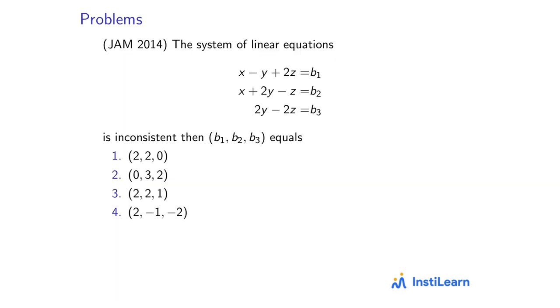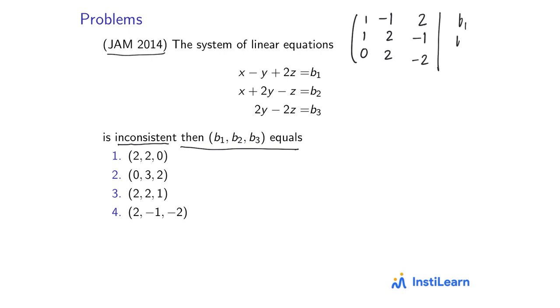Okay, so again a similar question came in JAM 2014. So you have system of linear equation this. Again it is saying that if we want the system to be inconsistent, then what can be the possible values for b1, b2, b3. Okay, so let's quickly write the augmented matrix. It is 1, 1, 0, then minus 1, 2, 2, then 2, minus 1, minus 2, and then we have b1, b2, b3.